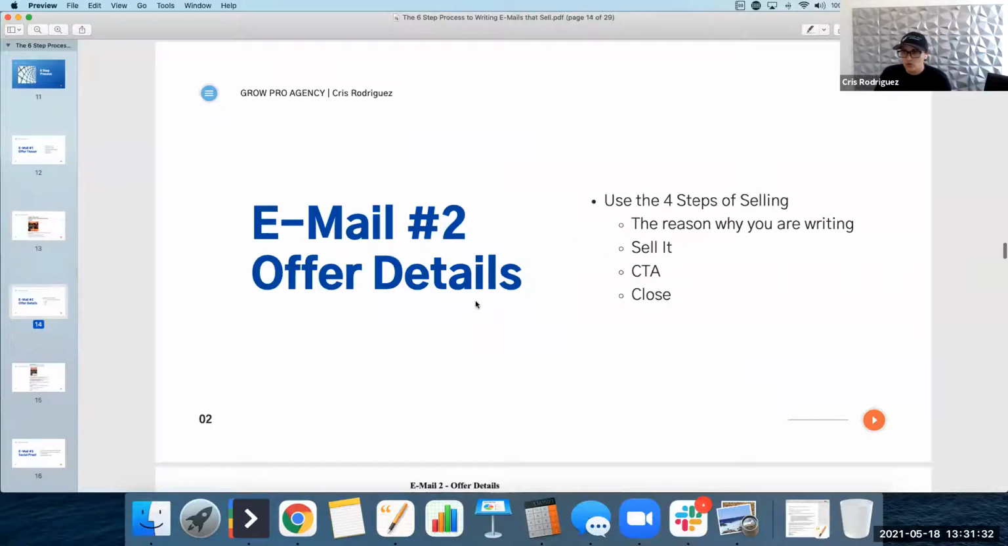Email number 2 are the details. So this is where you're actually going to provide them with the details of whatever your offer is. I am a huge fan of systems and processes, and one of the Maya systems that Mr. Metzger teaches is the 4 steps of selling. These 4 steps, these bullet pointed steps, are great. It's a great training framework for your team when they're making phone calls, and it can also be used when they're crafting emails.